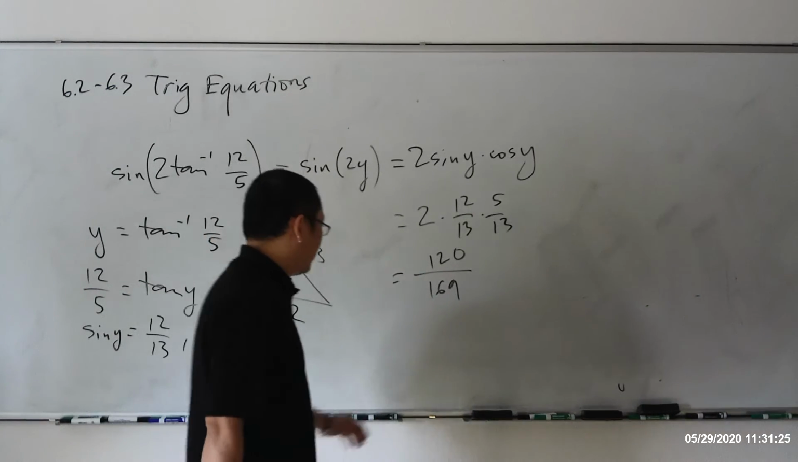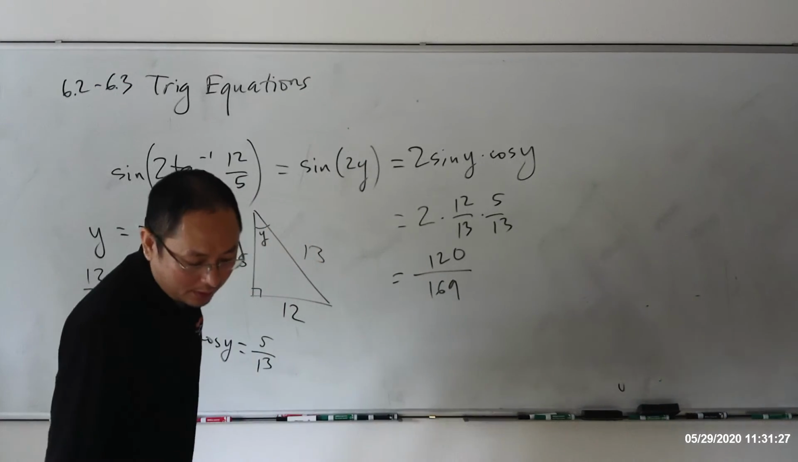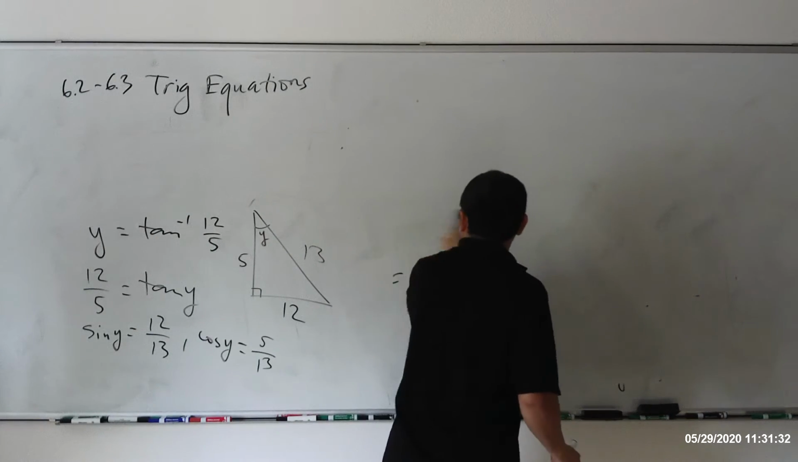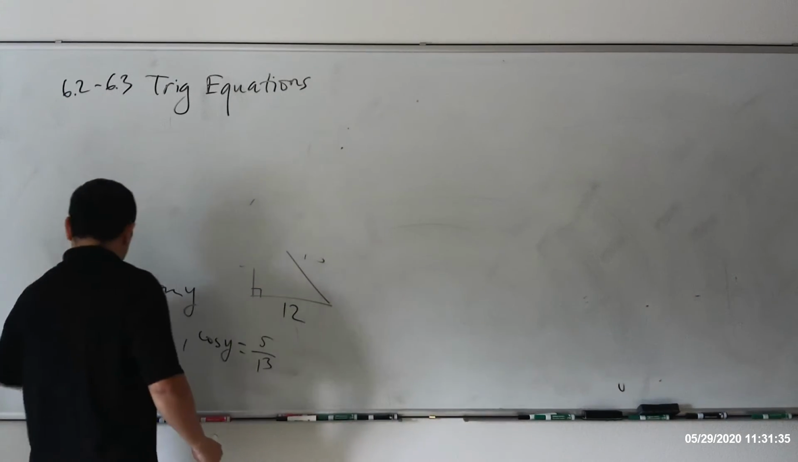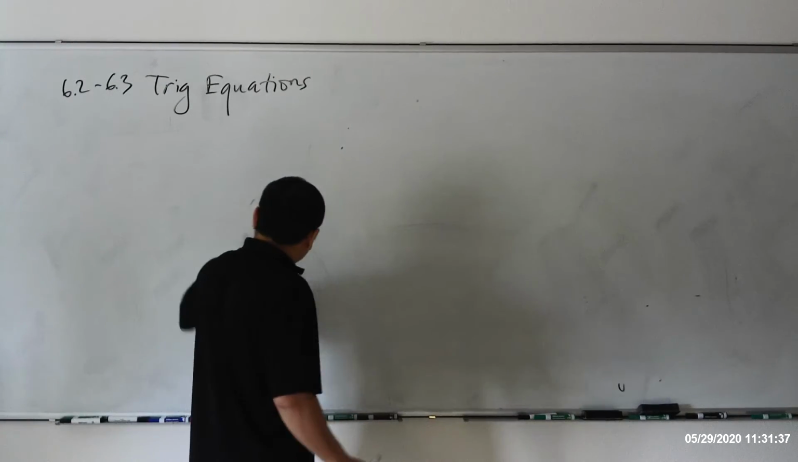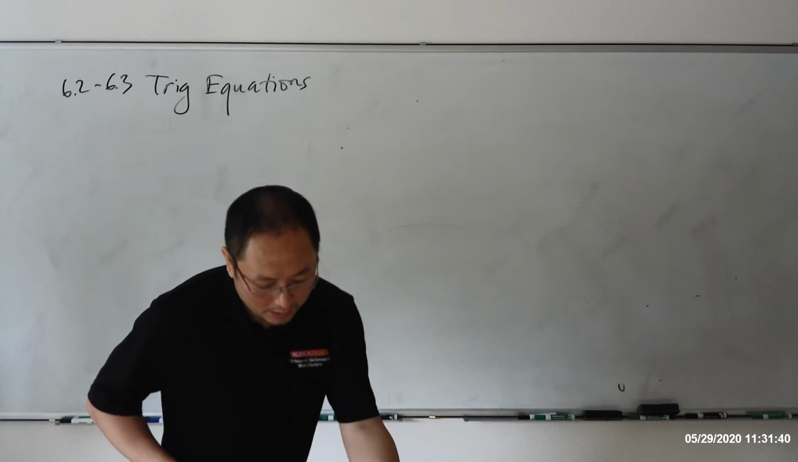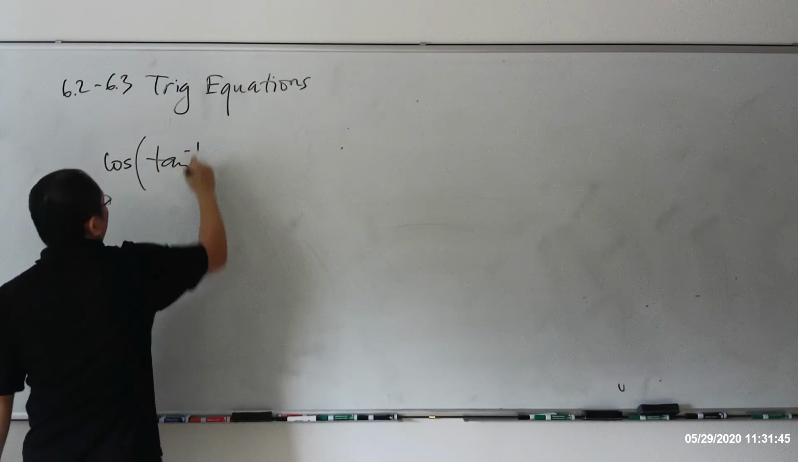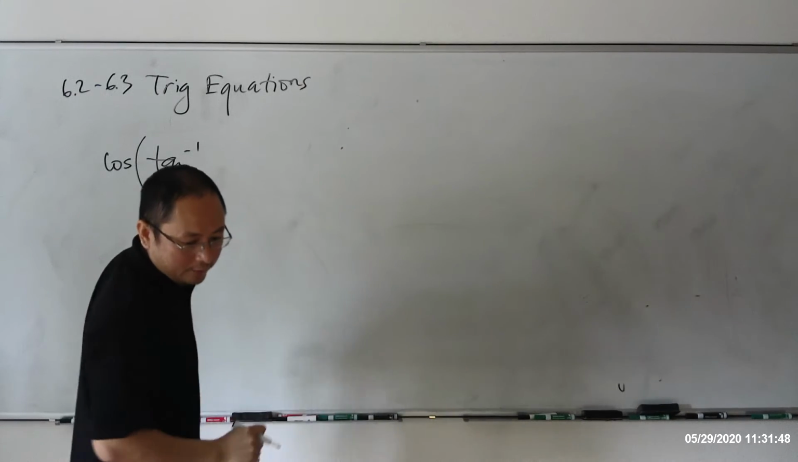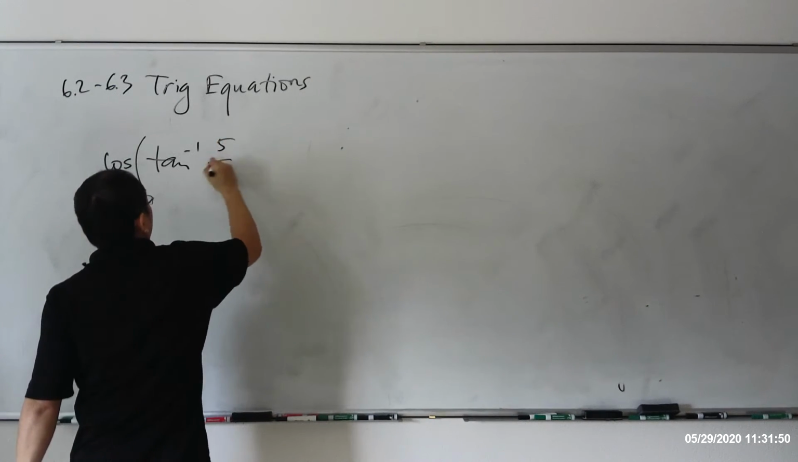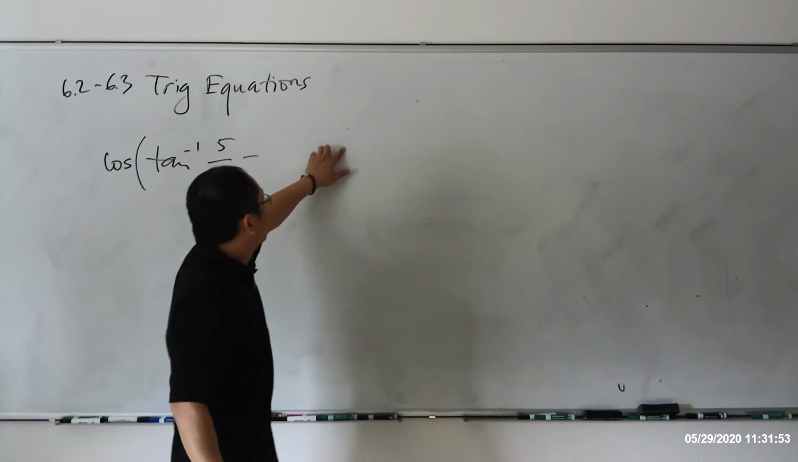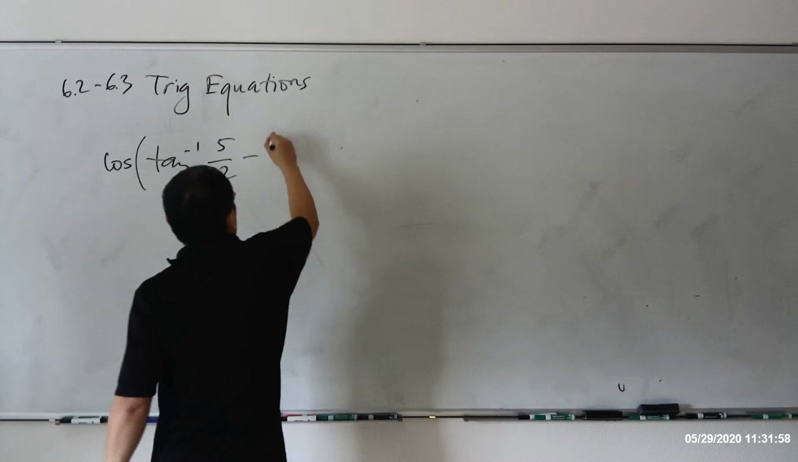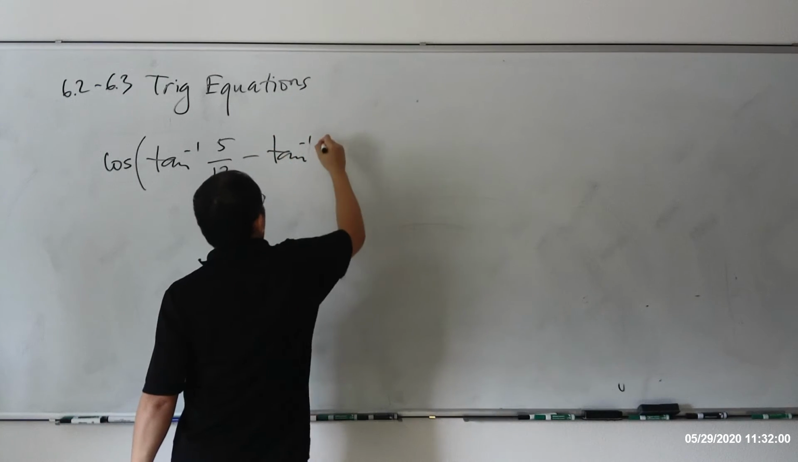Let's try another one. I think it's a bit harder. We have cosine of tangent inverse of 5 over 12 minus tangent inverse of 3 over 4.